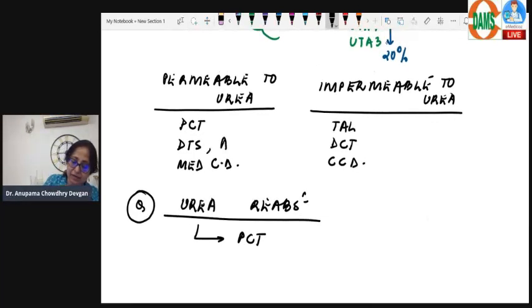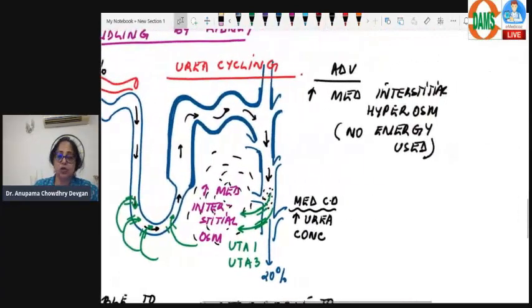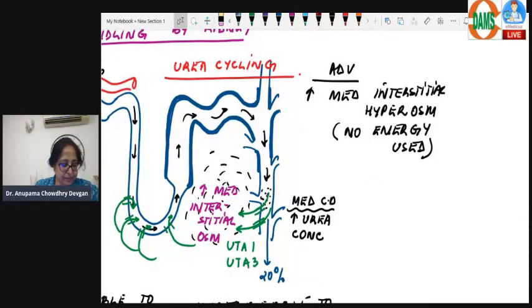Ascending thin segment as well. Descending thin segment and the ascending thin segment. Yes. And advantage of urea cycle. Urea reabsorption is only in the PCT, but the urea cycling is going to be the advantage of urea cycling to increase the medullary interstitial hyperosmolality. We've done that already. Okay, let me see.